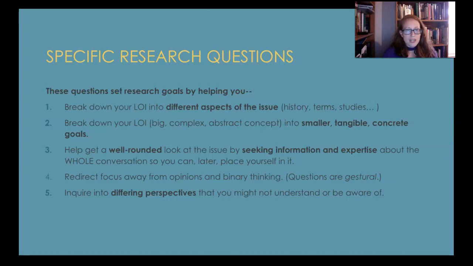One of the reasons you want to stay away from wording your question in a way that's biased, which is something we talk about, is because questions are gestural. They use the gestural mode. They lead you in a certain direction. So if you're asking questions focused on a certain perspective, that's what you're going to find. If you're asking questions assuming an answer, you're going to find exactly what you set out to look for.